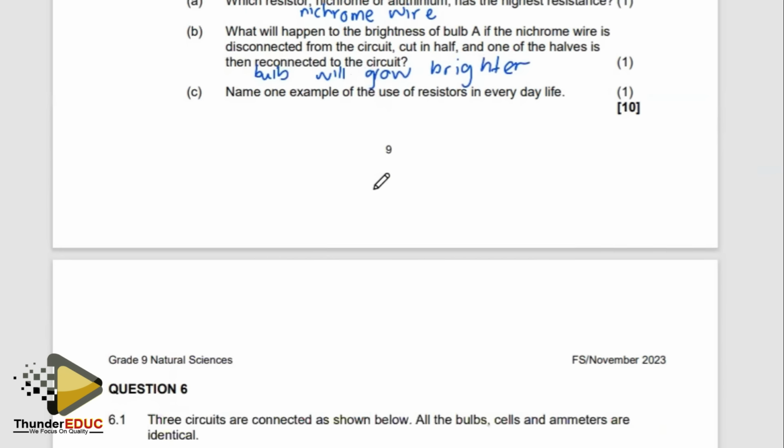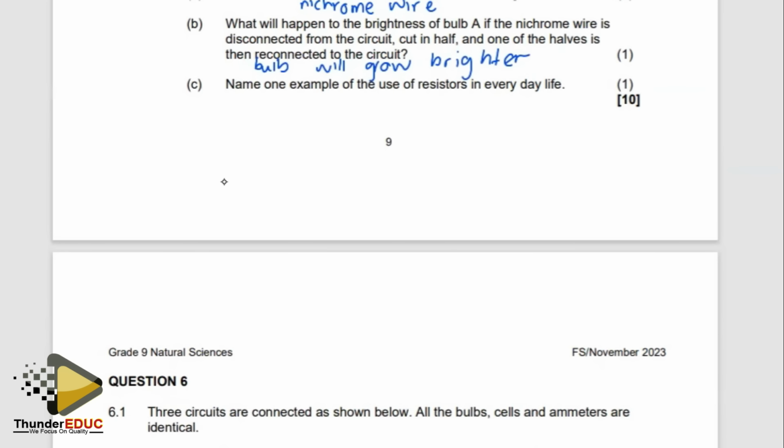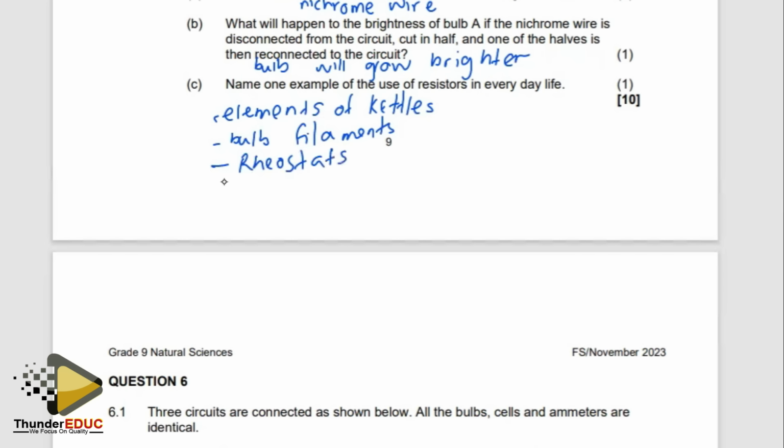Name one example of the use of resistors in everyday life. You're just naming. We find them in the elements of the kettle that we use to boil water for steam. We find them in bulb filaments. You did this bulb in grade 8, so I think you know what a filament is. Then we find them in rheostats. I think we talked about rheostats earlier on. We also find them in motors, and in light sensitive diodes. Yes, that's it.